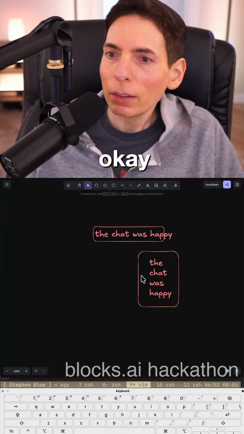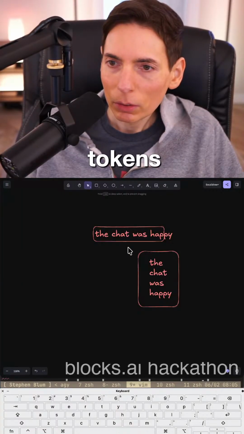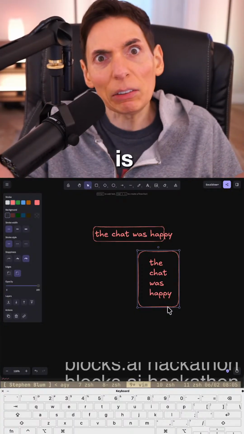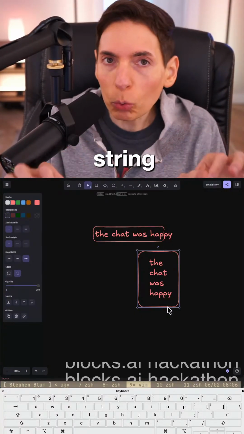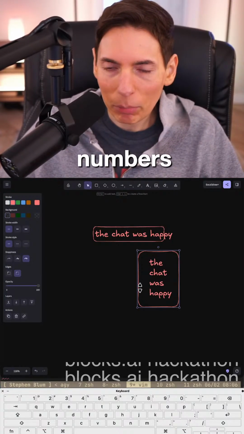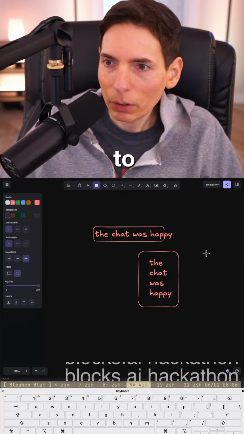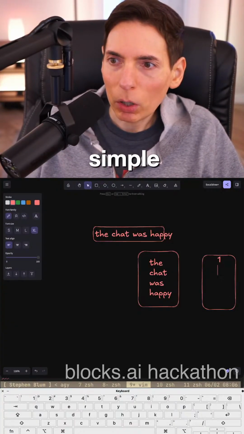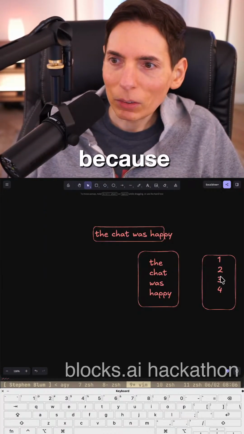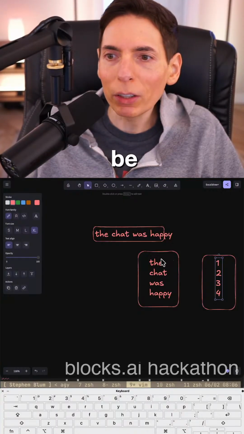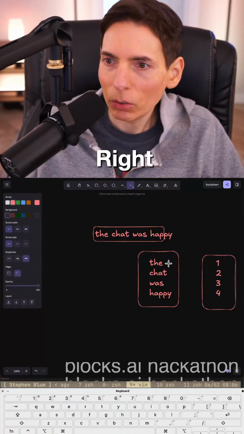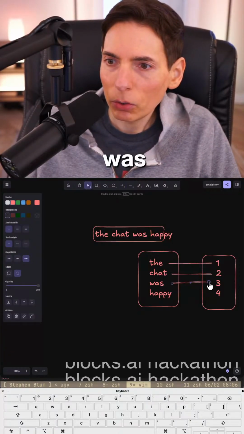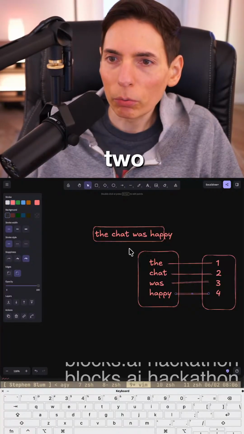Then we need to convert those into numbers. Basically, we're going to vectorize. Well, technically you're converting the string into a bunch of numbers. So we go into the next phase here. Just to keep it simple, for example, 1, 2, 3, and 4, because this will be the index. The number 1 will be associated with the word the. So we've got the chat was happy, so 1, 2, 3, 4.